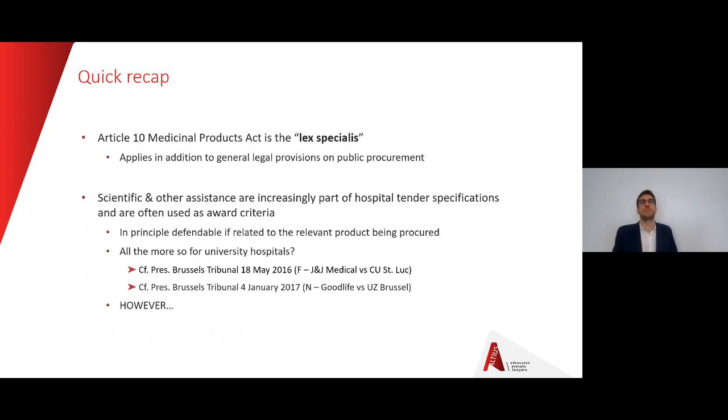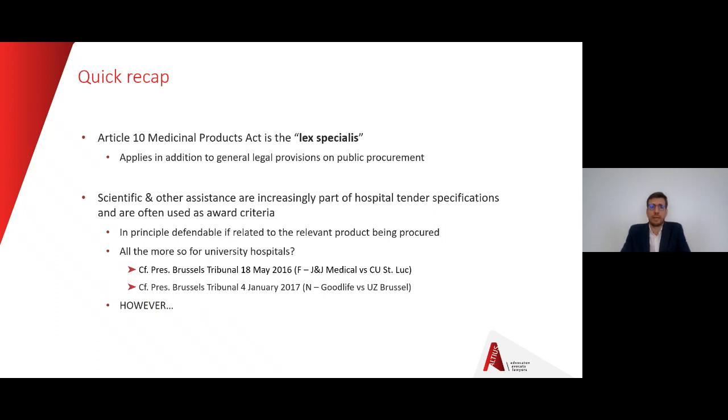specialis, which means it's a law which applies particularly to these types of benefits, to these types of institutions, and people who are involved in the prescription and so forth of medicines and medical devices. It applies in addition to the general legal provisions on public procurement. So some companies will have to comply with Article 10, others with public procurement, but particularly for hospitals, in most cases, they will have to comply with both public procurement and Article 10, as a result of which this is an important topic.